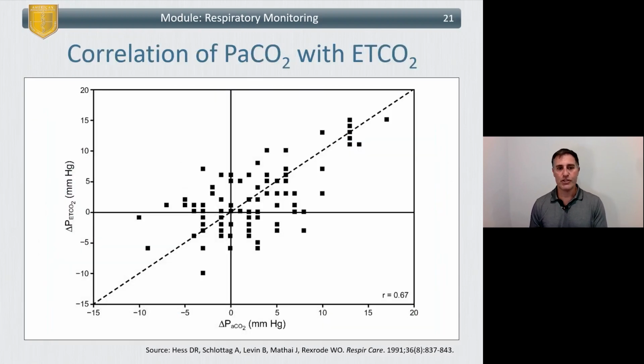In terms of the correlation between PaCO2 and end-tidal CO2, it's reasonable, it's not phenomenal. You can see that there's quite a bit of fluctuation here. The R value, or correlation coefficient, is just 0.67 in this study. And so although you can use end-tidal CO2 as a metric or a rough correlate of PaCO2, if you're really worried about PaCO2, you need blood gas monitoring.